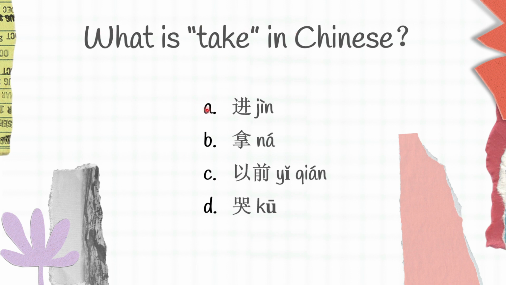The next one here, what is take in Chinese? So you have A. 进, B. 拿, C. 以前, and D. 哭. So let's try to guess which one of them is the right answer here. So 进 is enter, 拿 is take, 以前 is before, and 哭 is cry. So the right answer for this question is B. 拿.